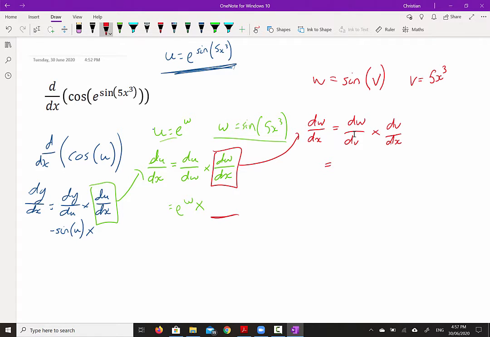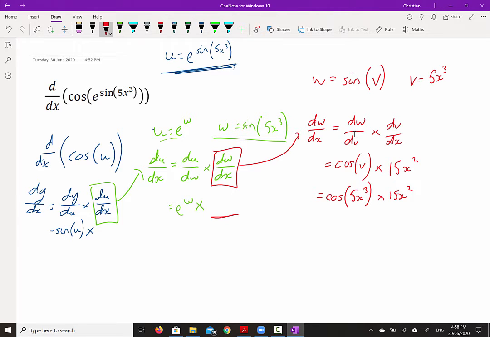So dw dv, the derivative of sine of v, is going to be cosine of v multiplied by dv dx, which is going to be the derivative of v, which we can actually work out now because we know how to differentiate 5x cubed. So we're going to say that that's 15x squared. Now we can start to track our way back up. Now we're going to try and put everything in terms of x as we go. So right now I'm going to write this instead as cos of v, but I know that v is 5x cubed. And then I'm going to multiply it by 15x squared.